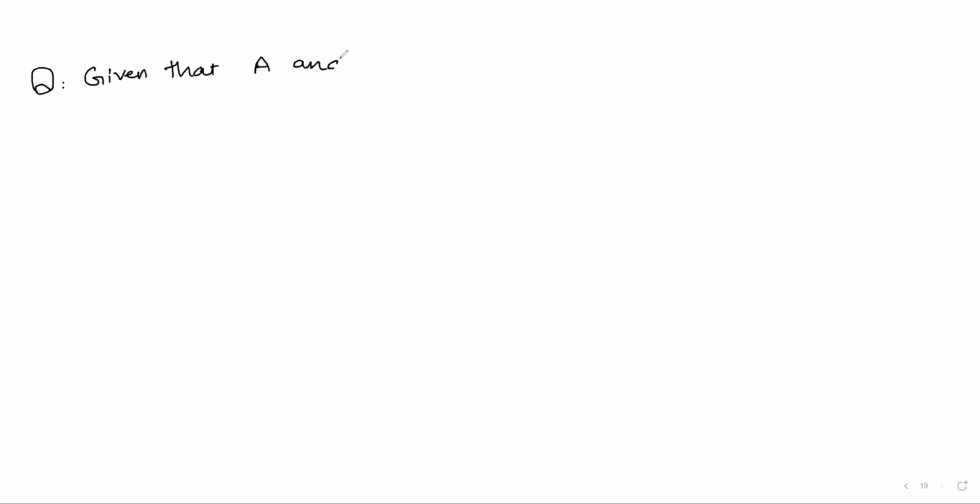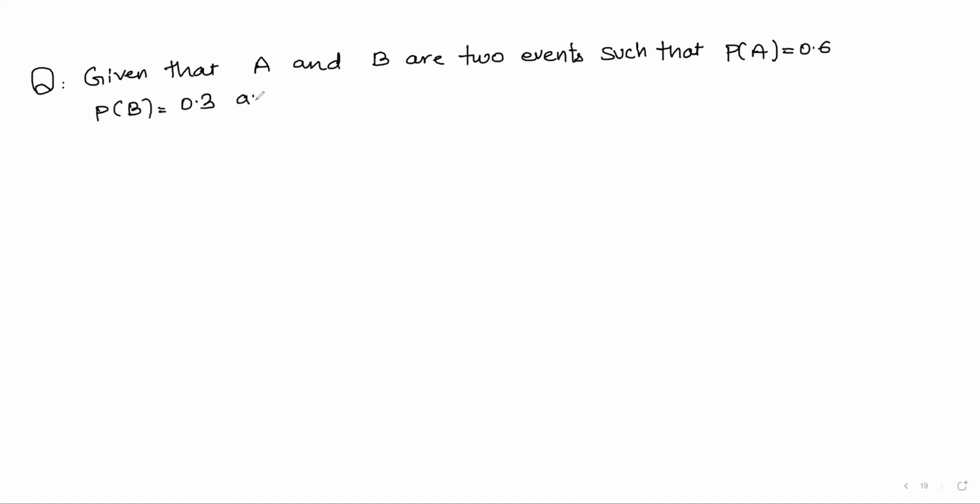Given that A and B are two events, the probability of A is equal to 0.6, the probability of B is equal to 0.2, and the probability of A intersection B is equal to 0.2. Find P(A by B) and P(B by A).